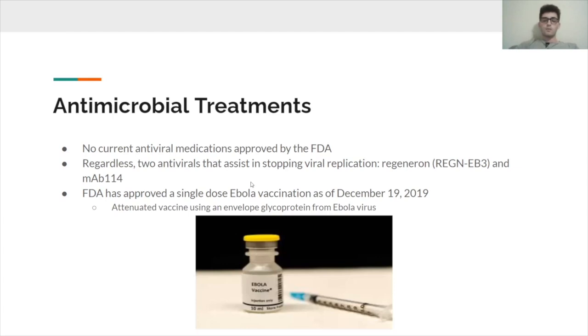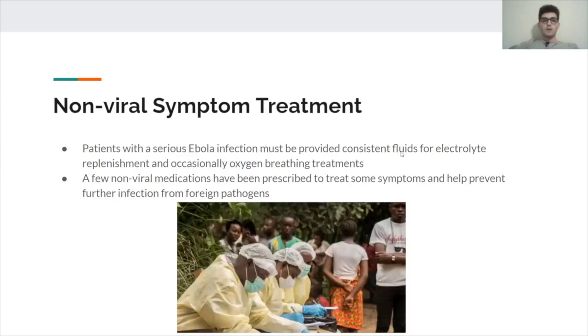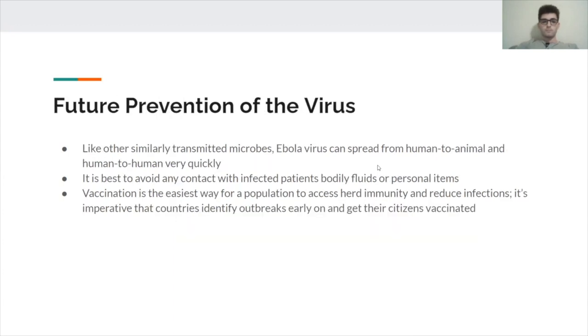It's an attenuated vaccine that uses an enveloped glycoprotein from the Ebola virus itself. Some non-viral symptom treatments of the disease: some patients have been given consistent fluids for electrolyte replenishment and oxygen breathing treatments. There have also been a few treatments to help prevent increases in blood pressure and losses of fluids as well.